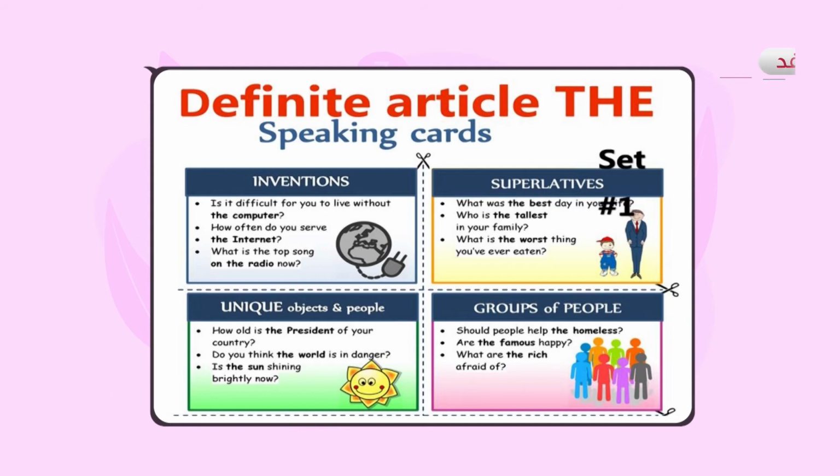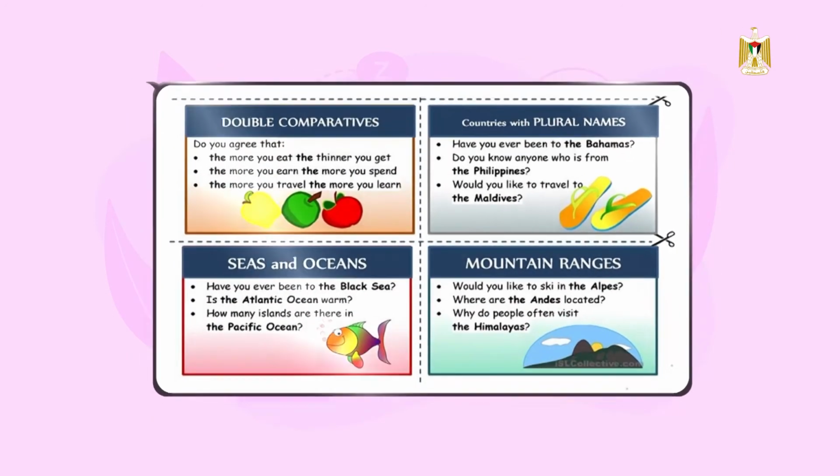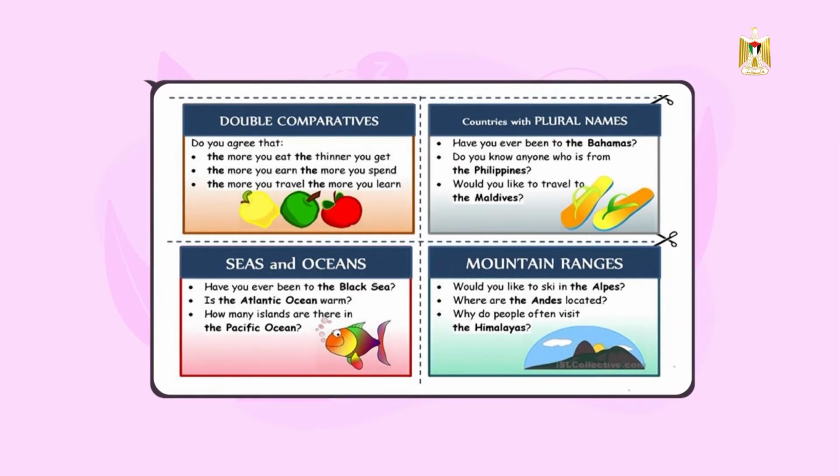We also use the with double comparatives. Like when we say, the more you eat, the thinner you get. The more you earn, the more you spend. وأيضاً نستخدمها with the names of seas and oceans مع أسماء البحار والمحيطات.